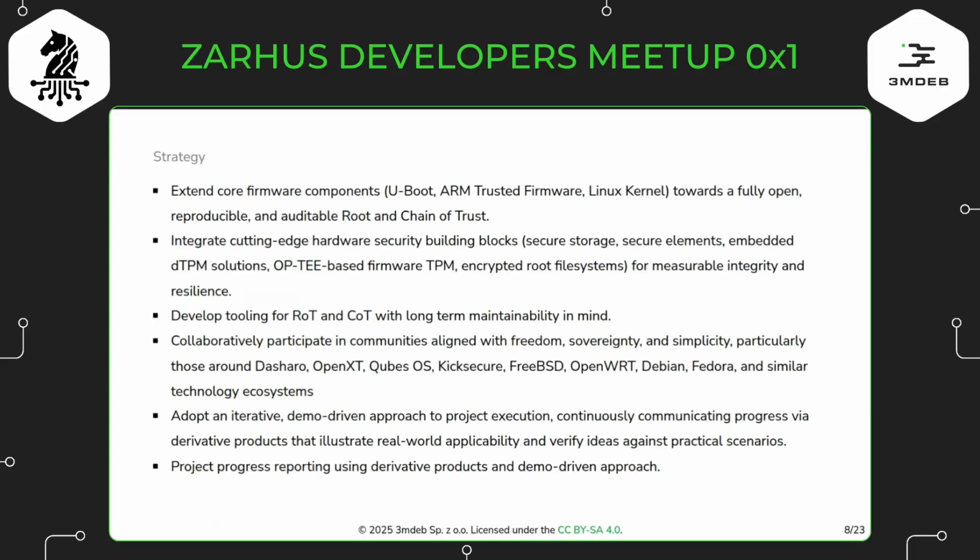And then where we can learn, I already said that we would like to learn not only from the very narrow area of embedded systems, but also from the Zarhus Team, from OpenXT, from Qubes OS, from Kicksecure, FreeBSD, OpenWRT. I guess they have a lot to learn from. Debian, Fedora, of course, those are major distributions which deliver a lot of value.